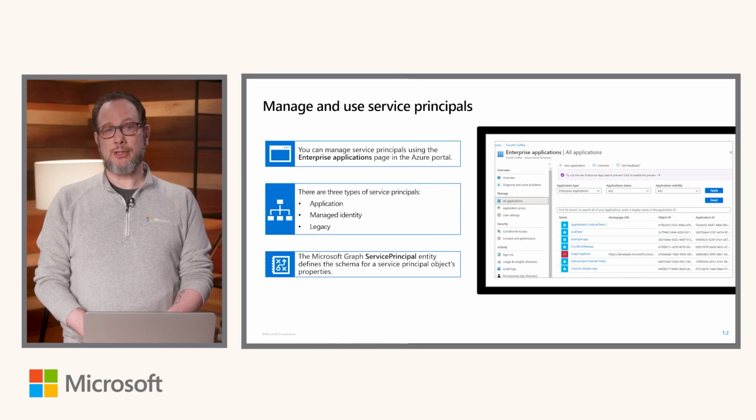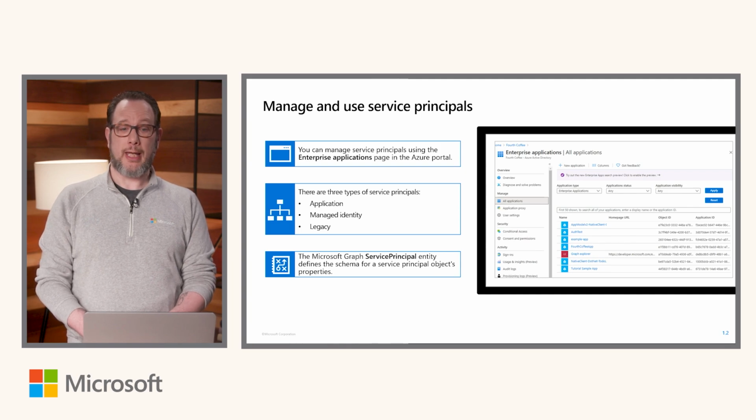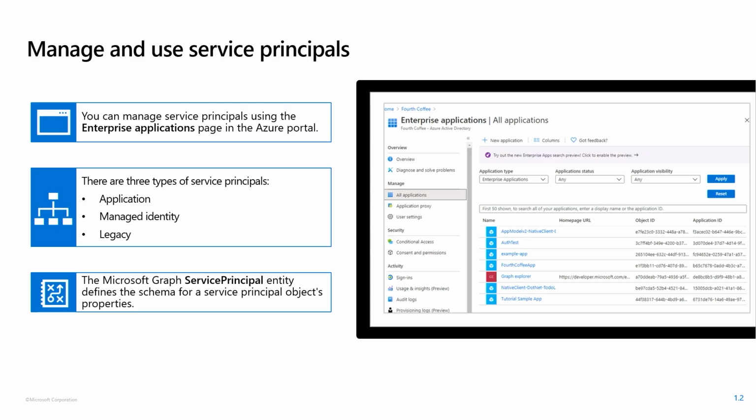Which brings me to the last part in this session, covering the difference between service principals and managed identities. Service principals are Entra ID objects, which are managed from the Enterprise Apps section in the Azure portal. Make sure you understand the 3 different types of service principals, and also have a look at the Microsoft Graph schema for them.